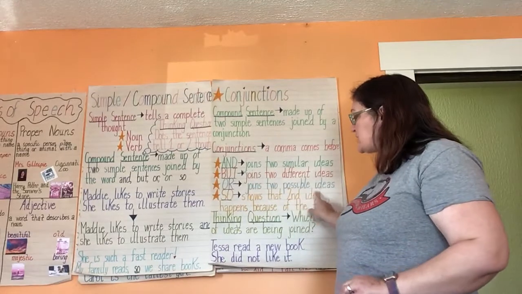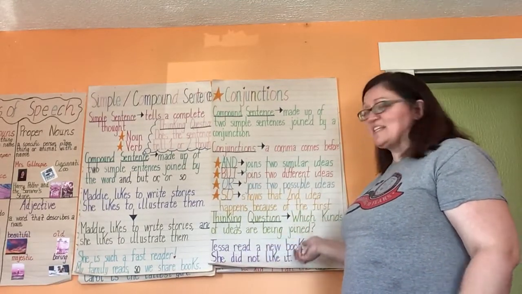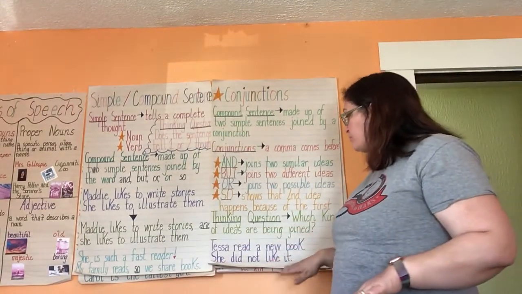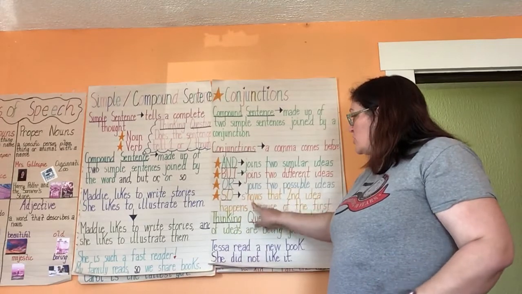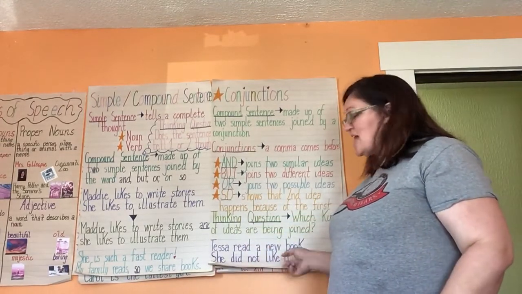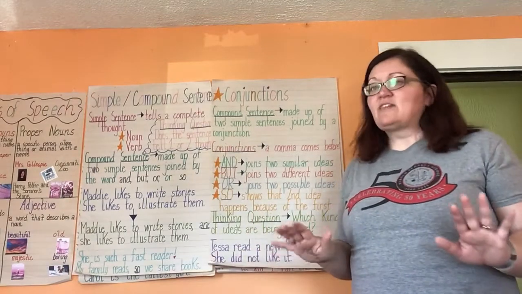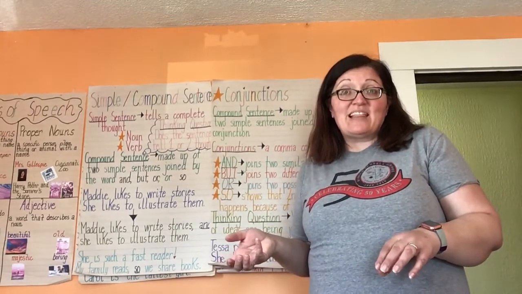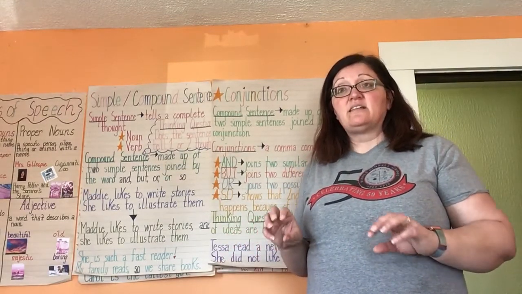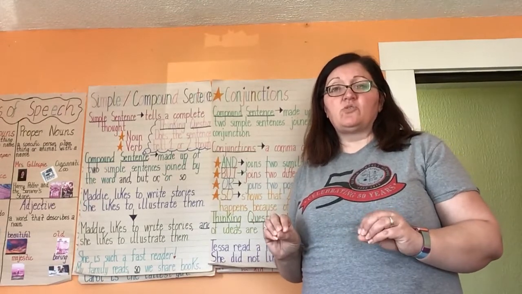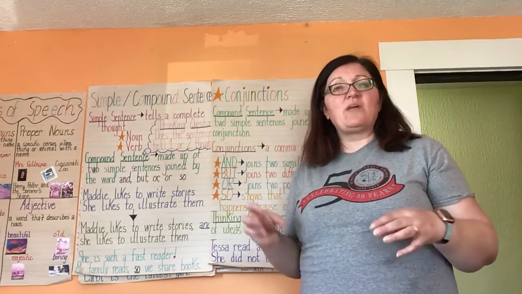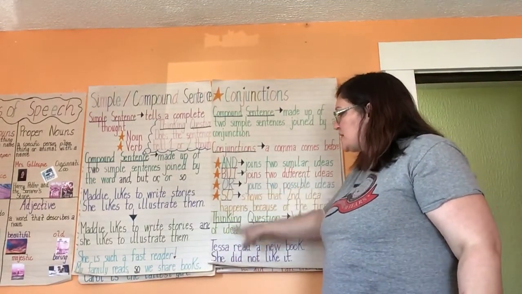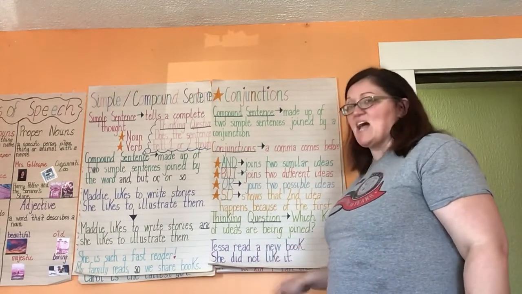Or joins two possible ideas. Tessa read a new book or she did not like it. That doesn't make any sense at all, or would not work in that at all, okay? So Tessa read a new book so she did not like it. Still, that doesn't really work because she could read a new book and she might like it, right? It doesn't necessarily mean that there's a direct link between the two. That one's a little bit tricky, but if you read it too, it doesn't really sound right. So for this one, I think the best choice would be to use but. Tessa read a new book, but she did not like it.